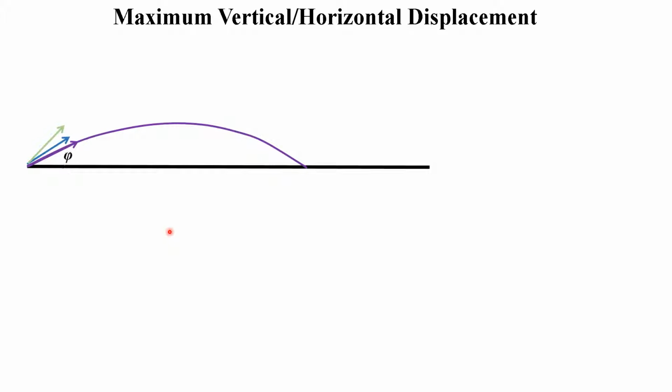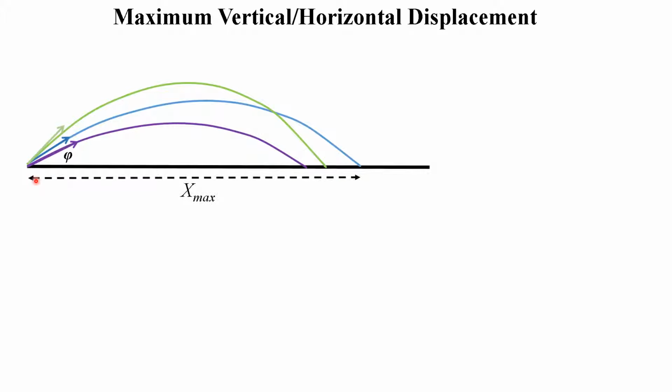Now we increase the angle, then certainly the horizontal displacement increases again, and certainly here. Now in the third one, you notice that the horizontal displacement decreased, and definitely this here is going to be the maximum displacement, and this maximum displacement usually takes place at an angle of 45 degrees.